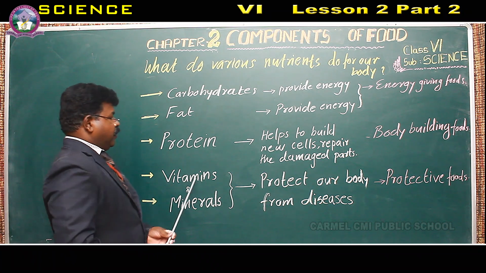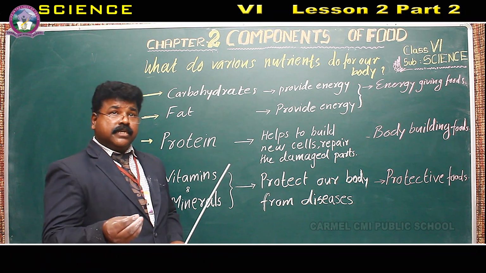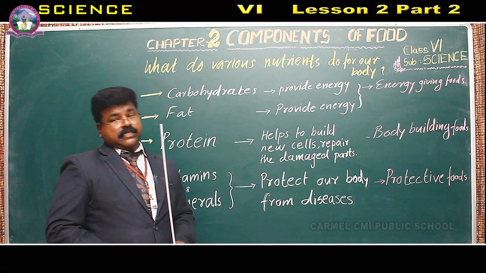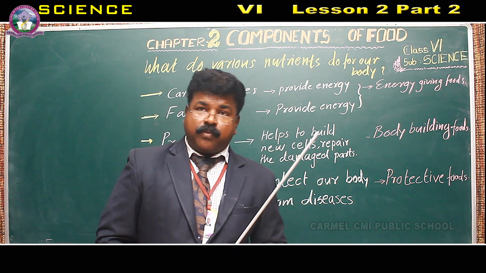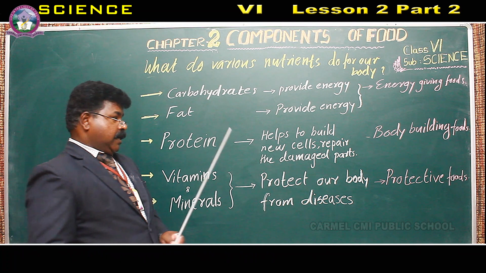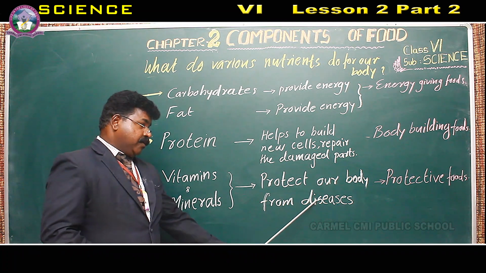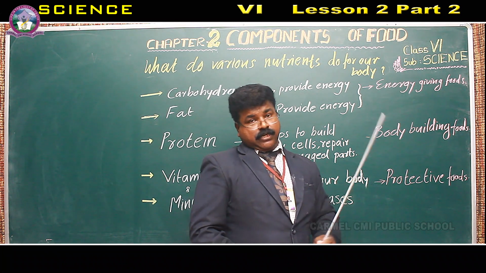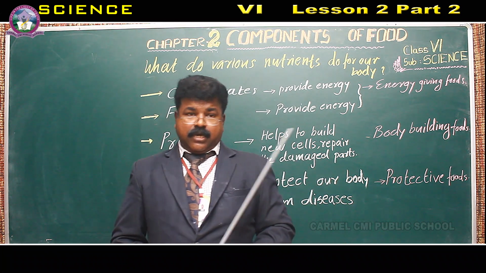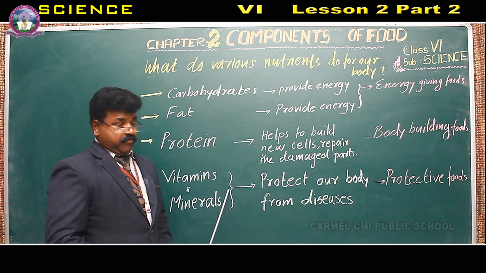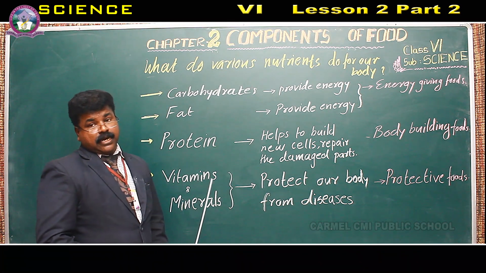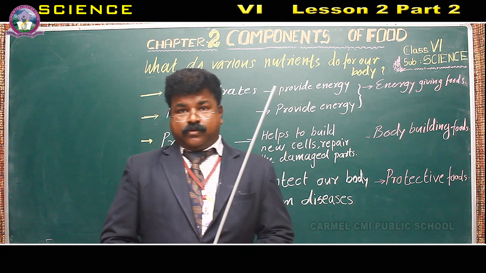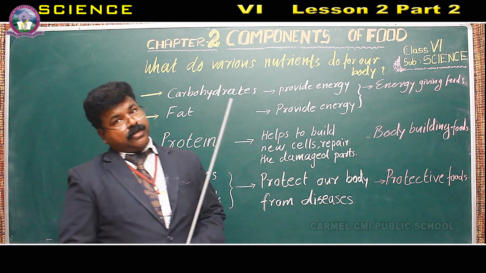Just listen. Vitamins and minerals we need to have in very less quantity in our diet, and they protect our body from diseases. What is the function of vitamins and minerals in our body? Vitamins and minerals containing food material protect our body from diseases. So they are known as protective foods. In order to make our body resistant, these nutrients are helpful for us. They are vitamins and minerals, and they are needed in very minute quantity in our body. I hope you understood the things.